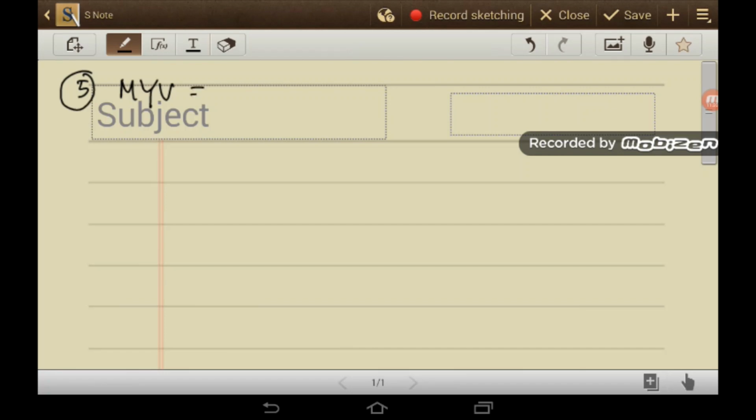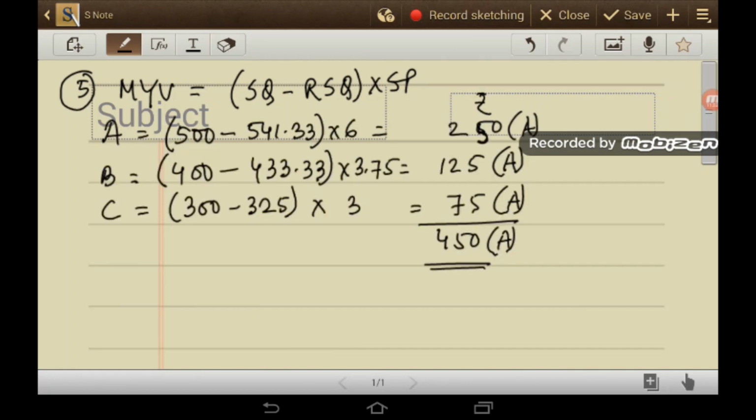The last one is material yield variance. Material yield variance is calculated by standard quantity minus revised standard quantity into standard price. Material yield variance for A is rupees 250 adverse, for B it is 125 adverse, and for C it is rupees 75 adverse, and the total of material yield variance is 450 adverse.